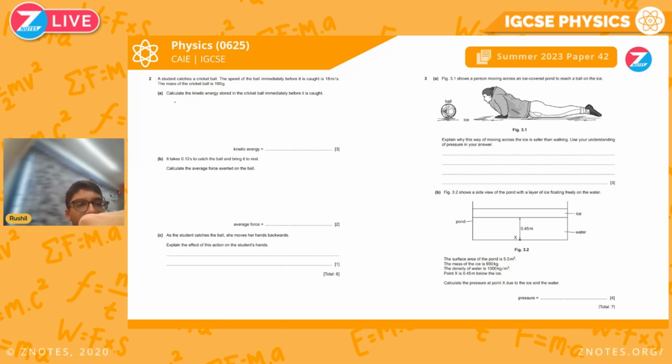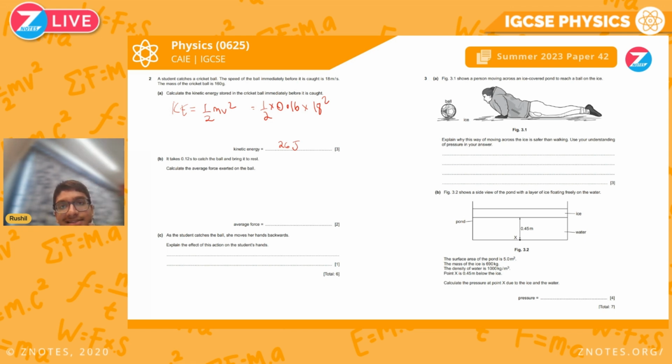So we know that kinetic energy is equal to half mv square, which in this case is half into 0.16, because we have to convert it into kg SI units, into 18 square, which is 25.92 or 26 joules. It takes 0.12 seconds to catch the ball and bring it to rest.